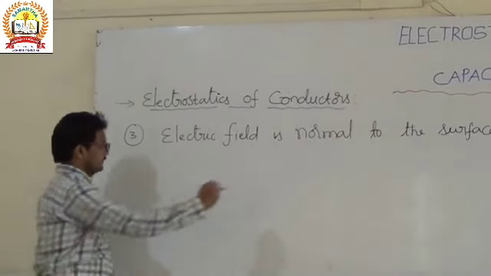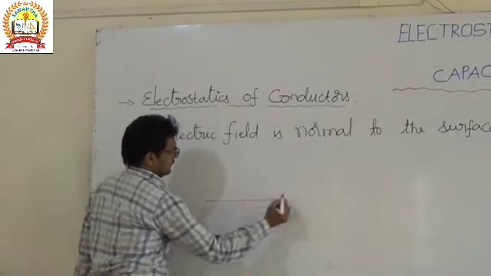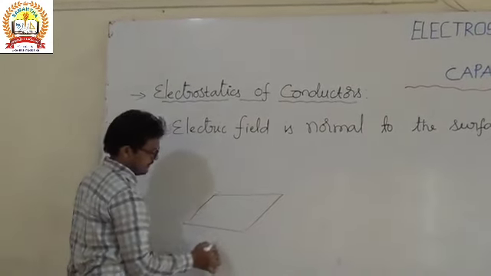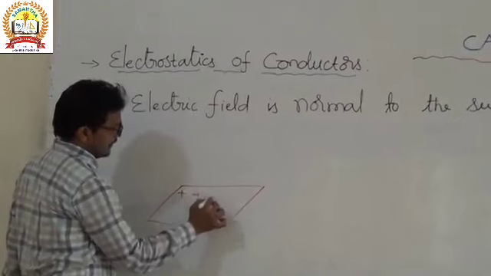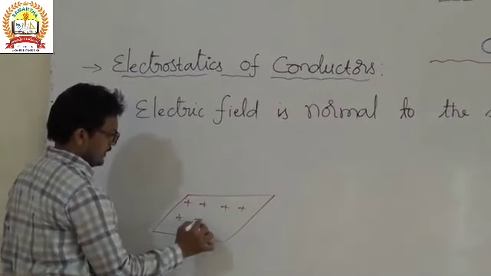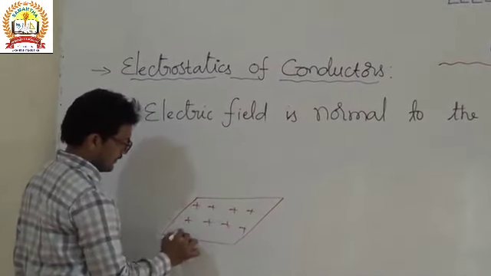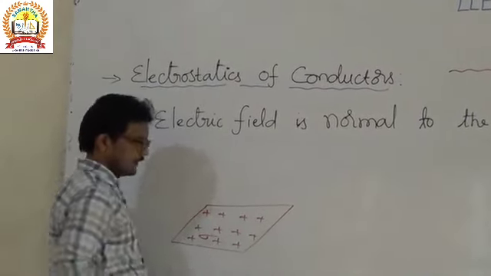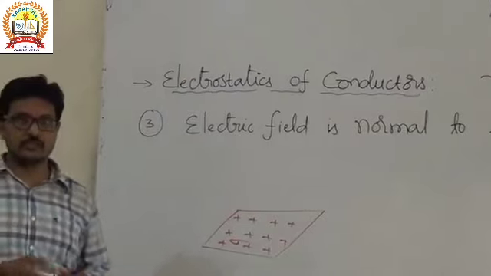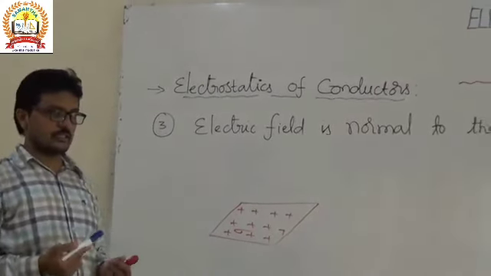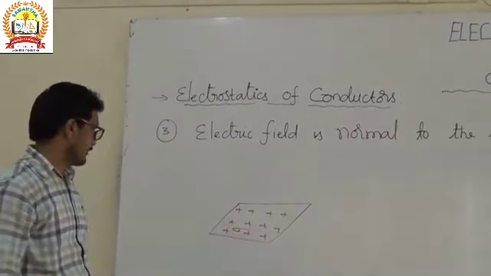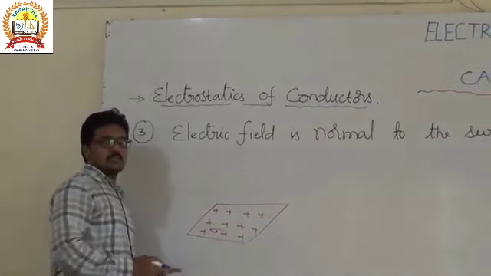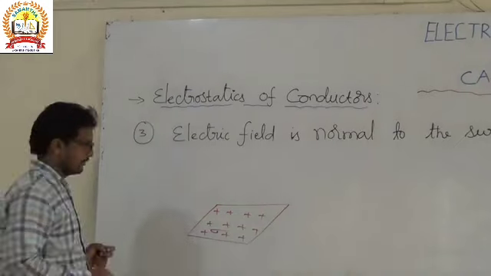Suppose this is the surface having the charge, and the surface density of the charge is sigma. Here I am taking sigma as the surface charge density. You know the notation of surface charge density is the charge per unit area. Now we want to know whether the electric field is normal to the surface or not.